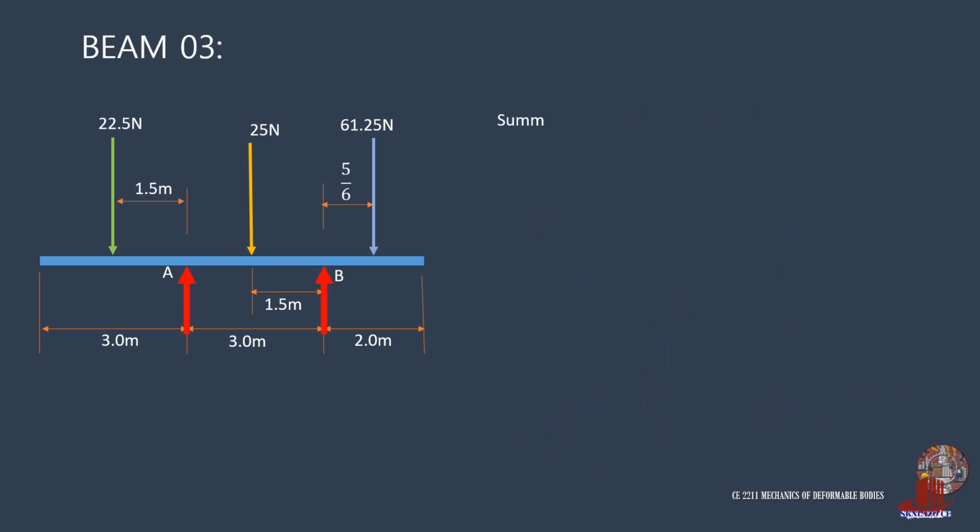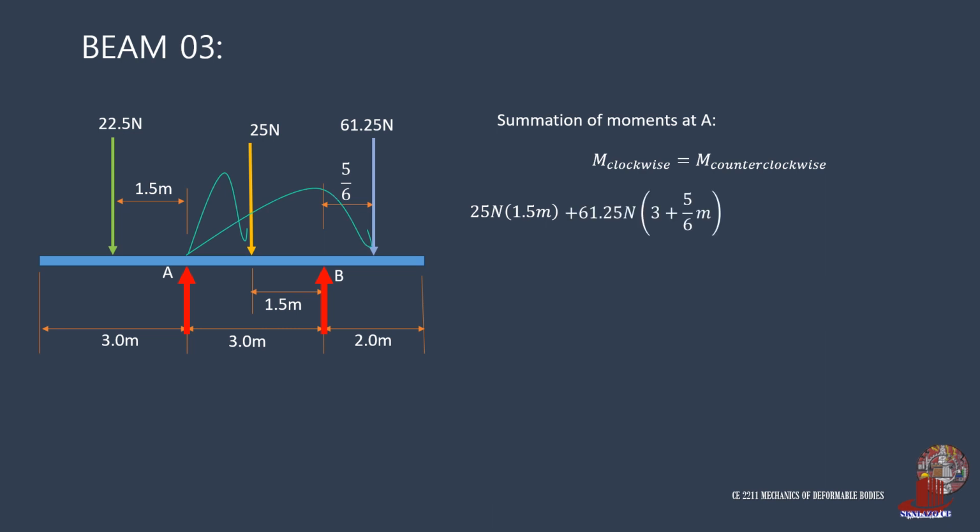Next is to take the summation of moments about A. Clockwise will be equated with counterclockwise. There are 25 newtons times 1.5 meters plus 61.25 newtons with a moment arm of 3 plus 5/6 of a meter. Equate the counterclockwise moments, which are 22.5 newtons times 1.4 meters with the reaction at B times 3 meters.